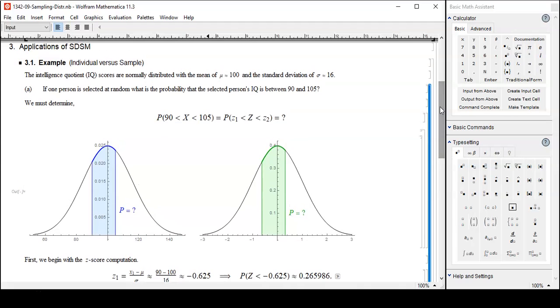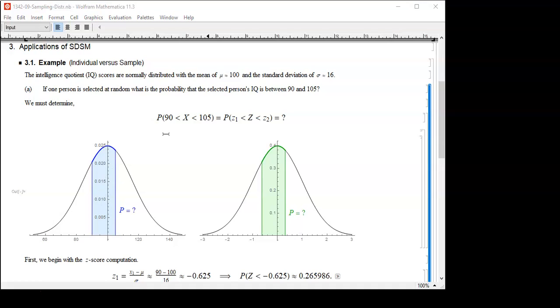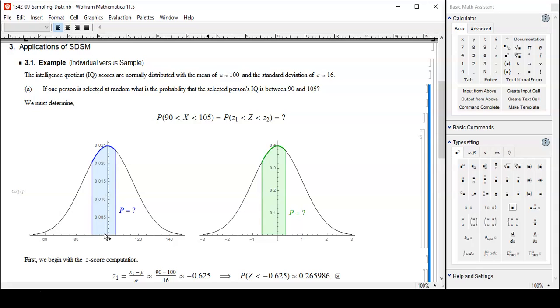In this problem, we have a normal distribution around 100, and then 90 to 105, and we want this probability represented by this shaded region there. And this one is the standardized version, a standard normal, which is not really necessary. Look at this, 90 to 105, and the center is 100. So from 90, we get a z-score.